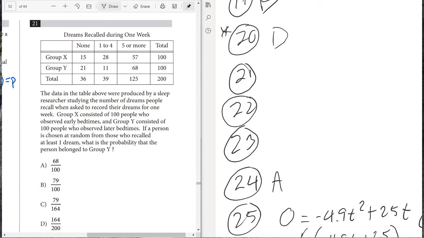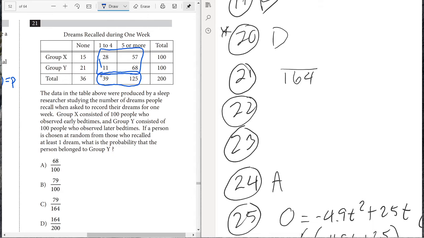Recalled at least one dream. Okay, if a person is chosen at random from those who recalled at least one dream, what is the probability that the person belonged to group Y? Okay, so at least one dream would be all of these guys. So here's all the people. So it'd be these totals. So 39 plus 125. So 164 would be the total number of people that had at least one dream.